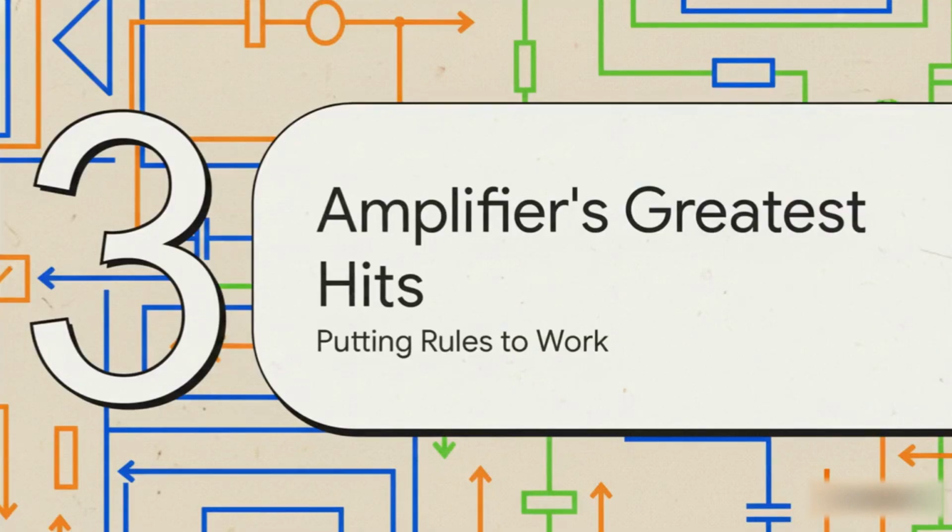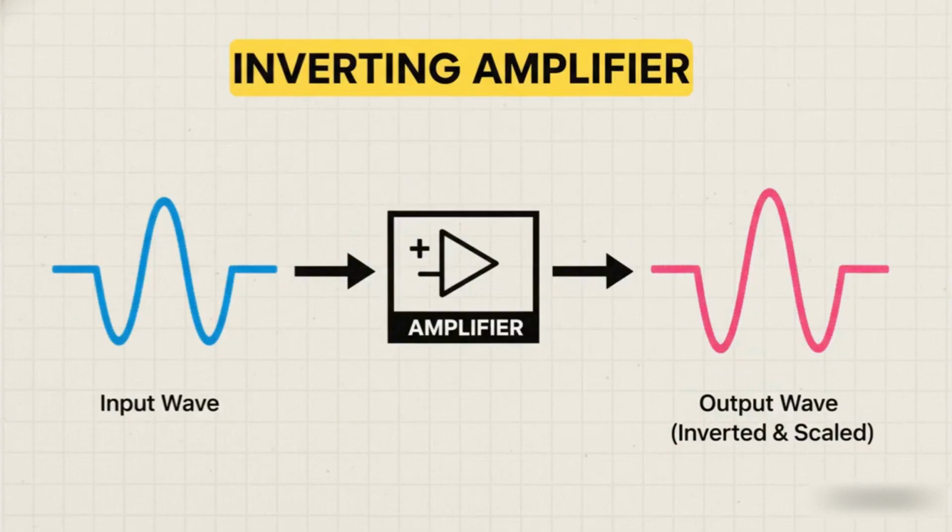So that's the theory. But how do these rules actually play out in the real world? By putting them to work, we can create a whole catalog of incredibly useful circuits. Let's take a look at a few of the most common ones, kind of like the amplifier's greatest hits. First on the set list is the inverting amplifier. And yeah, the name pretty much gives the game away on this one.